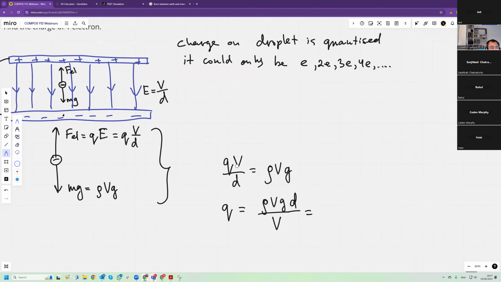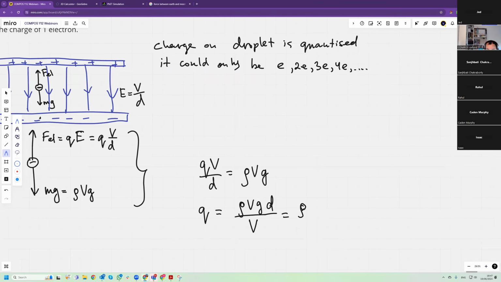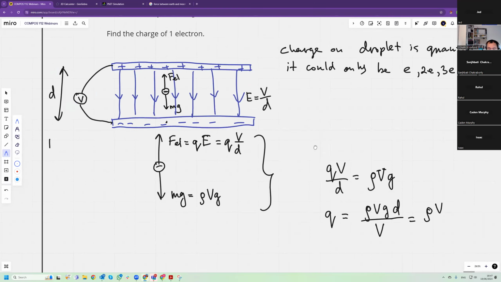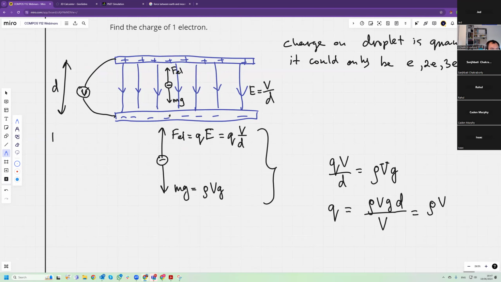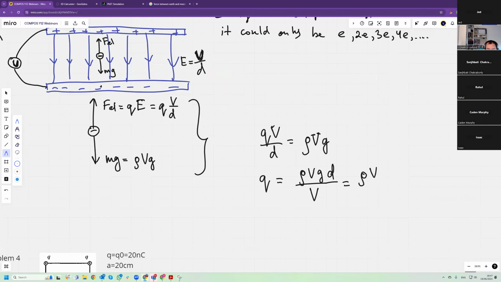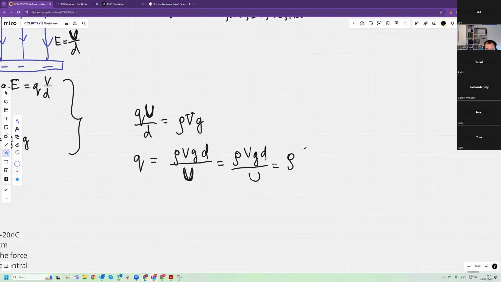And the volume of a droplet is 4/3 pi r cubed. Okay, that's volume, and that's voltage. That's unfortunate. Let's call the voltage U. The electric field is U divided by D. So Q is rho V g D divided by U. So rho multiplied by 4/3 pi r cubed g D divided by U.